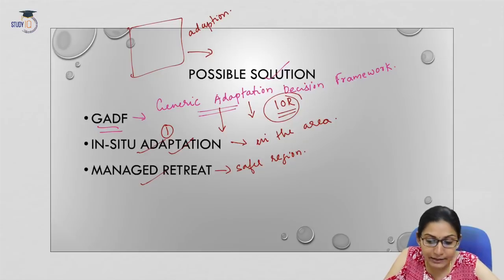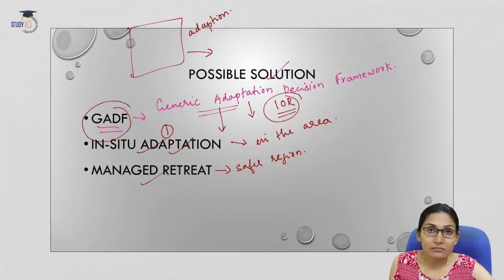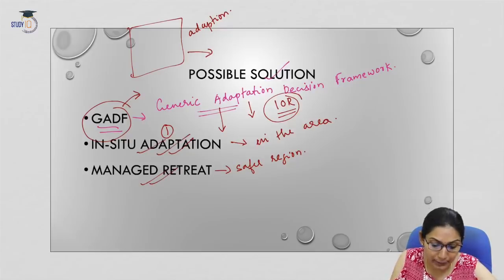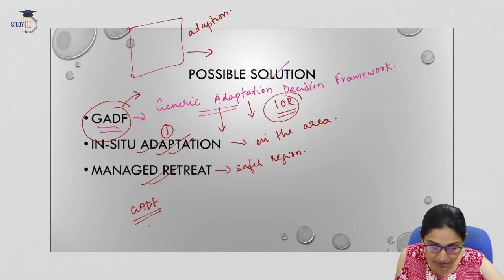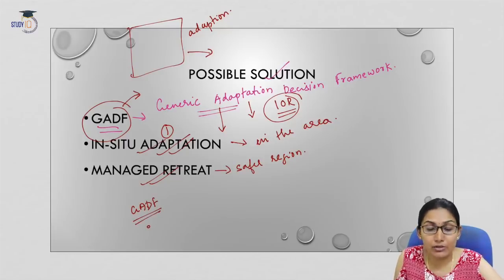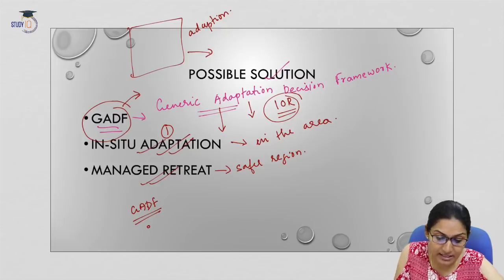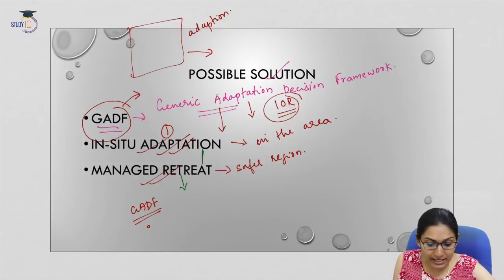Now, what is the second solution? To move to safer regions. So we have to make a choice between both of these. Now, GADF, or Generic Adaptation Decision Framework, proposes to help rationalize, that is, to make a rational choice between these choices, in-situ adaptation and managed retreat. The GADF suggests that managed retreat should be thought of if three conditions are satisfied. So, in what case can managed retreat be adopted?